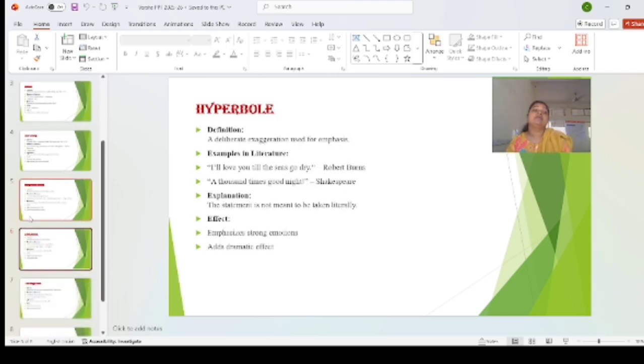The next type of figure of speech is hyperbole. Here, a deliberate exaggeration is used in the language. For example, I will love you till the seas go dry. We know that the sea is not going to dry. And the second example is, a thousand times good night, by Shakespeare. The effect of hyperbole is that it emphasizes strong emotions and adds dramatic effect to the language.